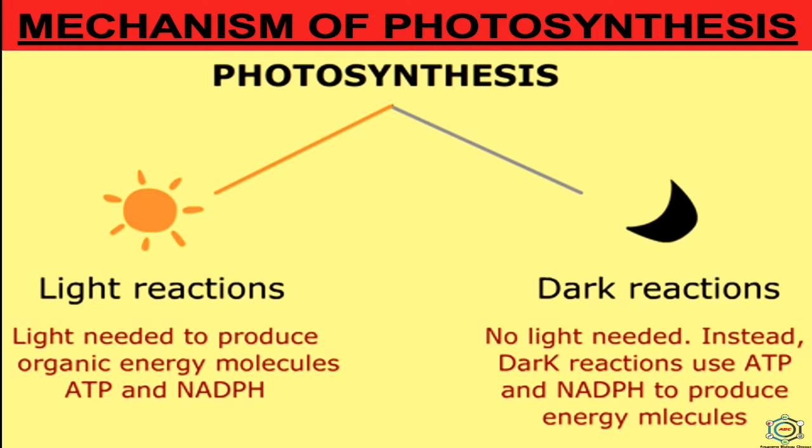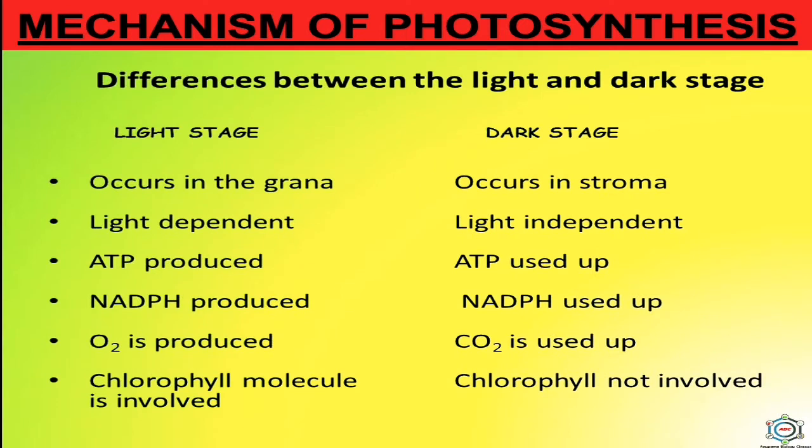The first one is the light reactions, where light is needed to produce organic energy molecules, that is ATP and NADPH. The second is dark reactions, in which no light is needed. Instead, dark reactions use ATP and NADPH to produce energy molecules. So, the main differences between the light and dark stages are: the light stage occurs in the grana, while the dark reaction occurs in the stroma.